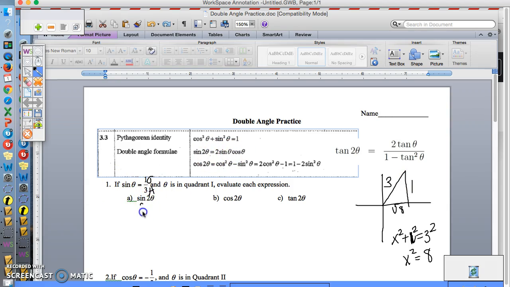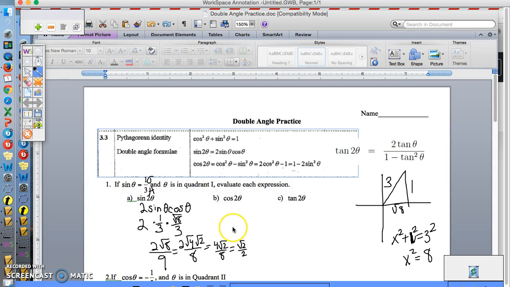Well, our formula here is 2 sine of theta, cosine of theta. So we have 2 times our sine, 1/3, times cosine, square root of 8 over 3. So we multiply across, so this would be 2 times the square root of 8 over 9. And some of you are going to see this is 2 square root of 4 times the square root of 2 over 8. So we know that's 2 times 2, so we have 4 square root of 2 over 8, which reduces down to the square root of 2 over 2.